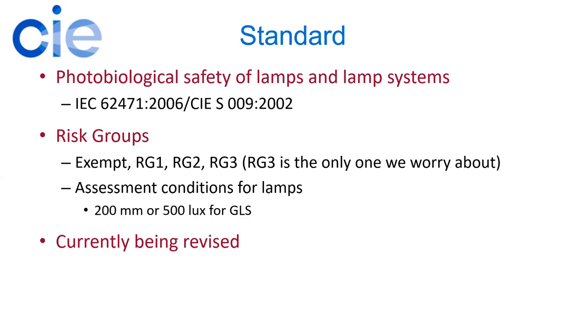But that standard has assessment conditions, which is 200 millimeters for normal sources or 500 lux for general lighting. What that means essentially is if you do the assessment at 500 lux, you will end up with a risk group, but 200 millimeters is for some sources that are not considered general light. There's been some misinterpretation of this. This is the assessment distance and not the expected exposure distance of a person. So you find there are some sources that people are complaining are risk group 2 or even risk group 3 and therefore dangerous, but no one is anywhere near it. This standard is currently being revised within CIE with help from IEC.